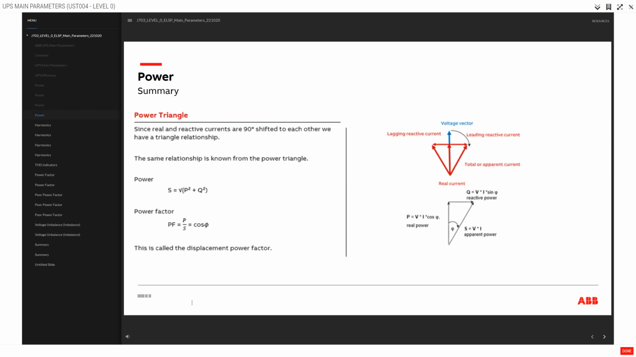Power triangle. Since real and reactive currents are 90 degrees shifted to each other, we have a triangle relationship. The same relationship is known from the power triangle.